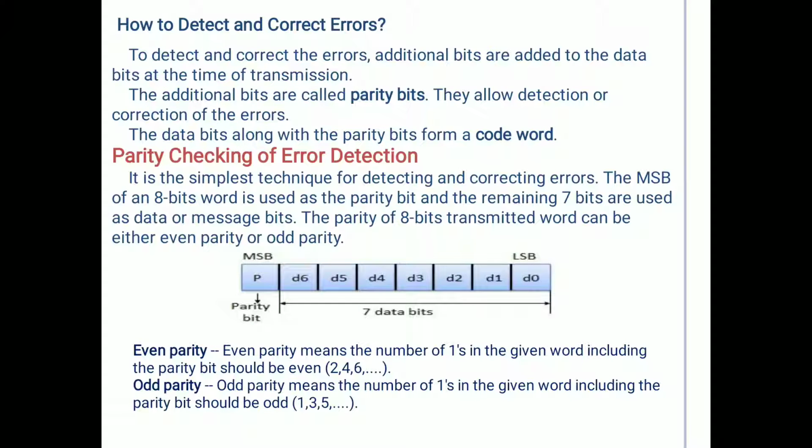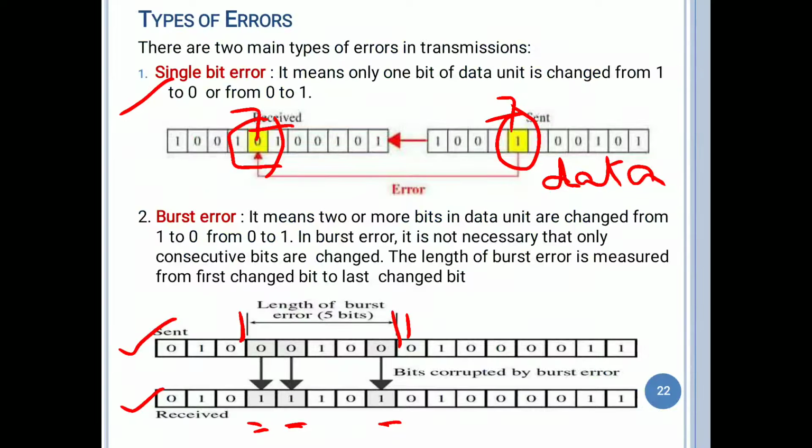Next case is how to detect and correct errors. So for example, the data is changed. So two types of errors are there: one is burst error, another one is single bit error. Due to the noisy channel, the sender sends the data and some errors may occur. It may be a single bit error or it may be a burst error. Then how can the receiver or sender detect and correct the data?